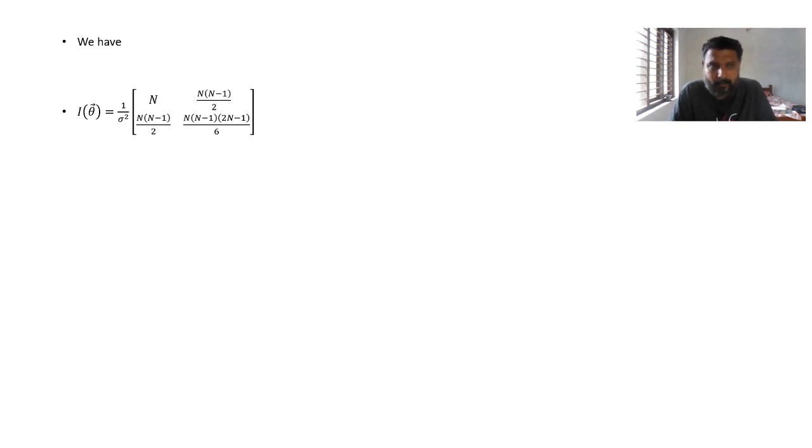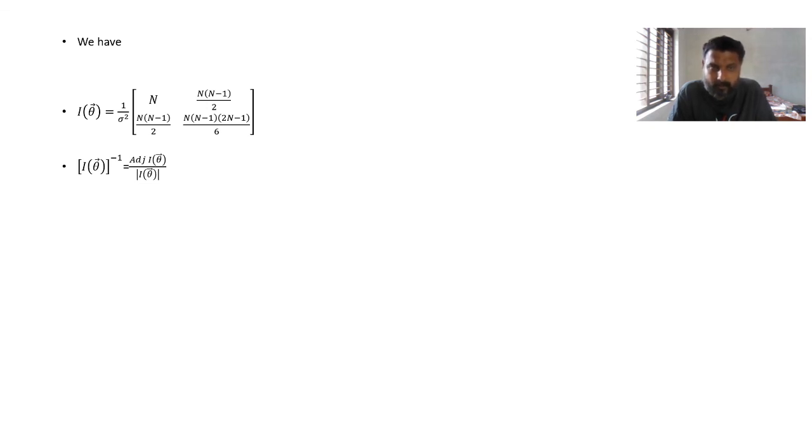Okay, now what do we have to do? We have to take the I of theta inverse. For that purpose we have to take the adjoint of A divided by determinant of A. I am not doing that adjoint of A, you just do that one. I directly substitute here. I of theta inverse is nothing but adjoint of A divided by determinant of A. Take the determinant of A. Determinant of A is nothing but you cross multiply the terms. That is n by sigma square into n into n minus 1 into 2n minus 1 by 6 sigma square, minus n into n minus 1 by 2 sigma square into n into n minus 1 by 2 sigma square.